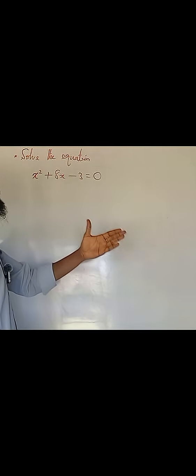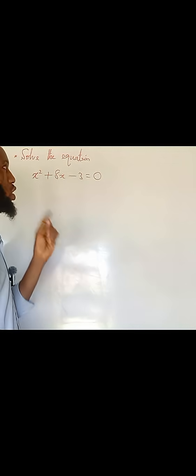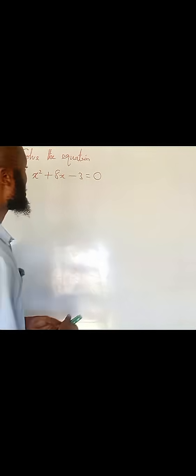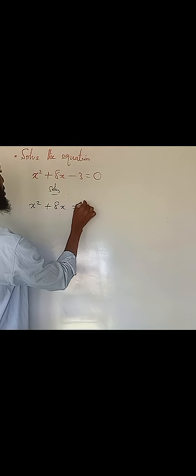Now, what we resort to is either the completing the square method or the quadratic formula. Let us quickly use the completing the square method, because some find it somehow difficult, but it's actually very straightforward. Using the completing the square method, we have x squared plus 8x. Take this one to this side, equals 3.